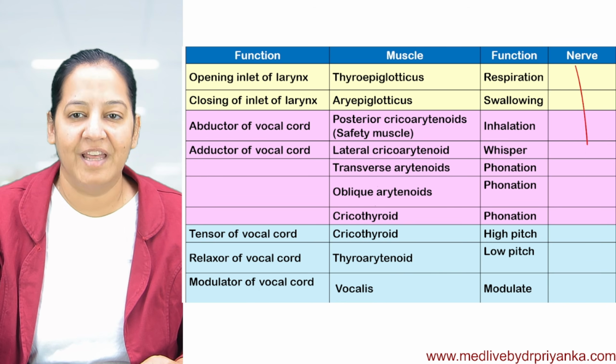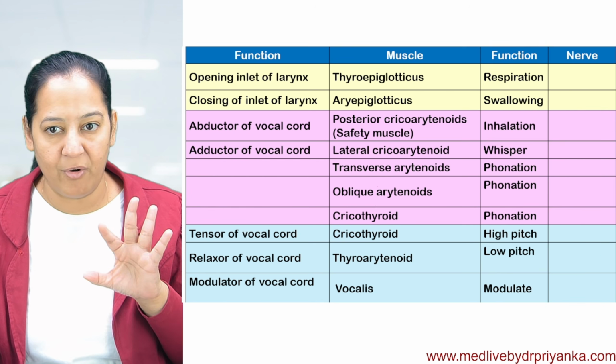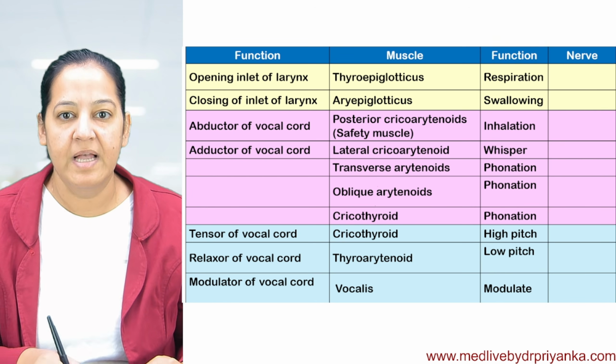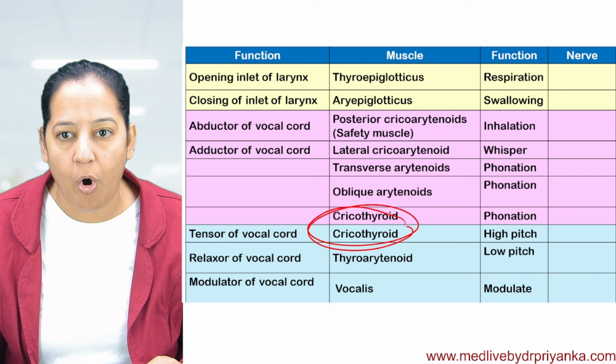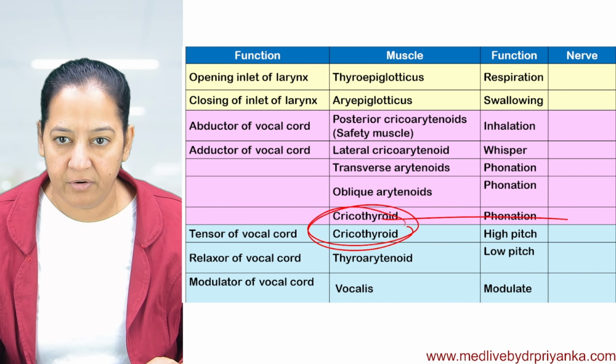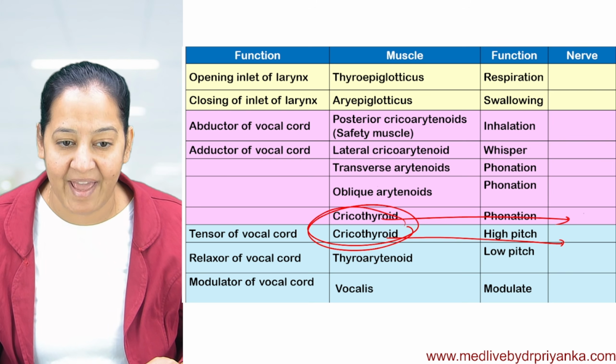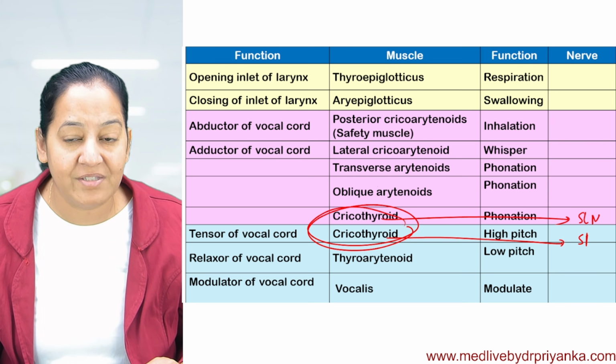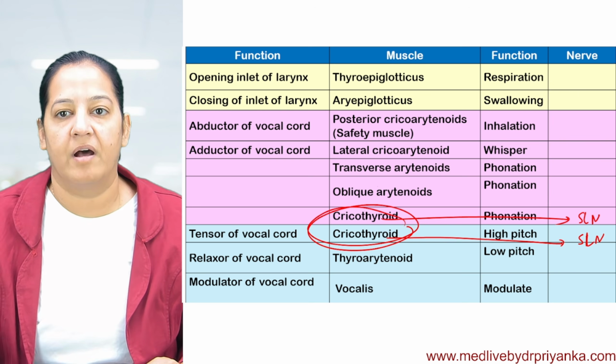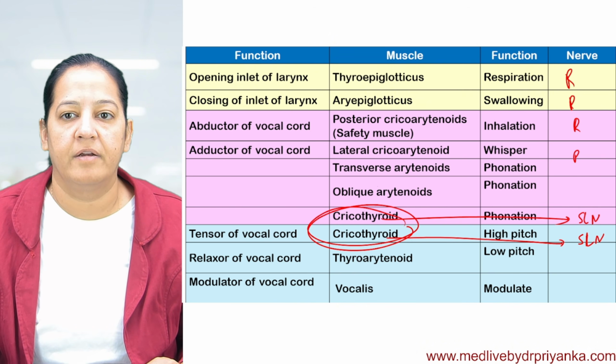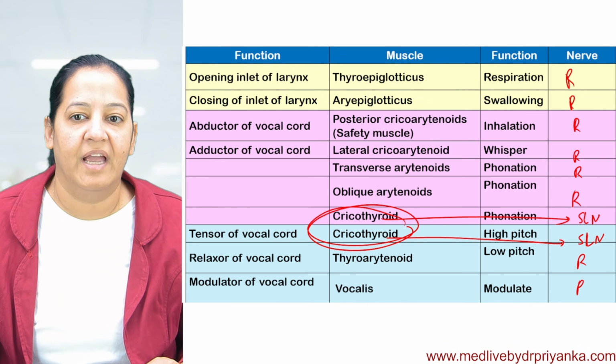Okay, so can you tell me the name of the nerves? This table, you are already aware of. Now write the name of the nerves. Except cricothyroid, the remaining all are supplied by RLN. The cricothyroid is supplied by SLN, the external branch of SLN. The remaining all are RLN. Write down RLN, RLN, RLN. Write down 8 times, 8 times RLN.